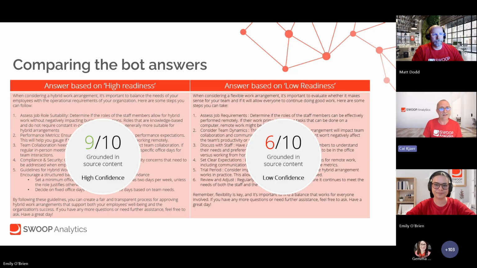But what happens is that the bot will try and please you. It'll try and fill in the gaps. And if it hasn't got the exact right answer, it'll just add stuff. It's not just hallucination, because sometimes you work out that they're clearly wrong. The problem here is that if you're an average employee looking at this, the reply based on low readiness doesn't actually look wrong.